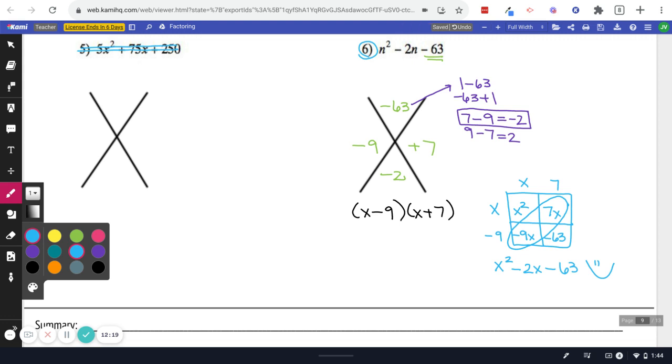We skipped over some of those other ones. If you want to try number 1, you can, but don't worry about the other 2. You got this. I believe in you.